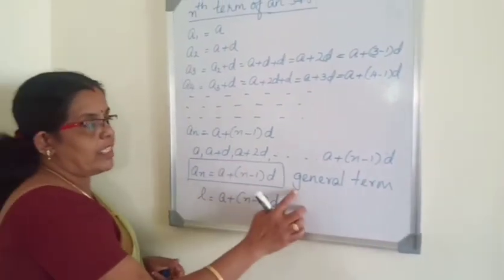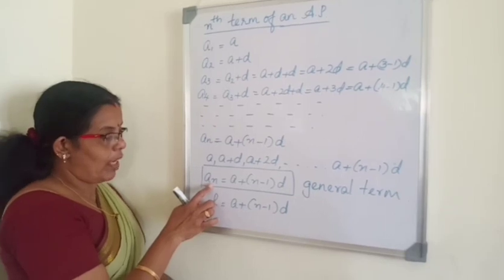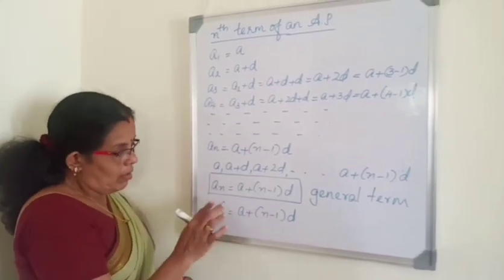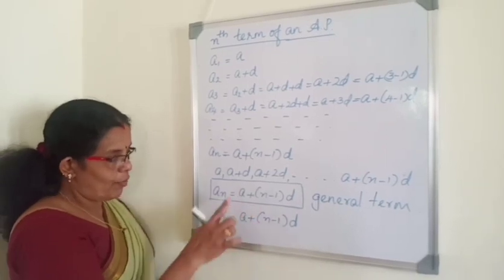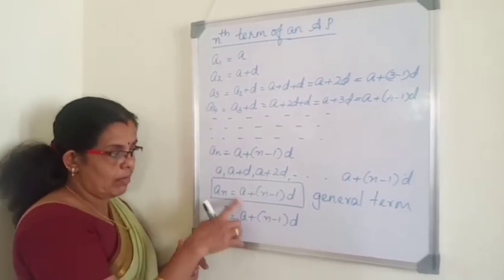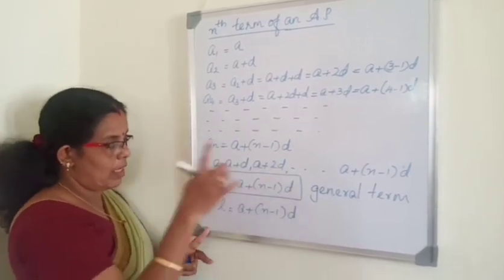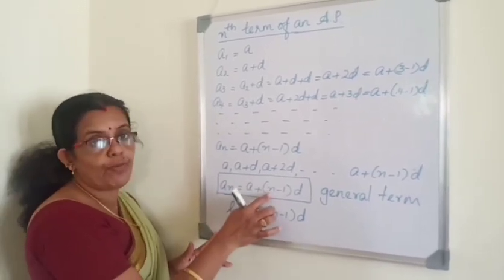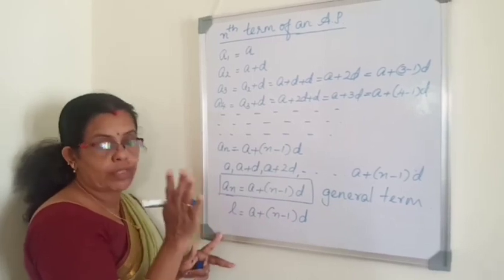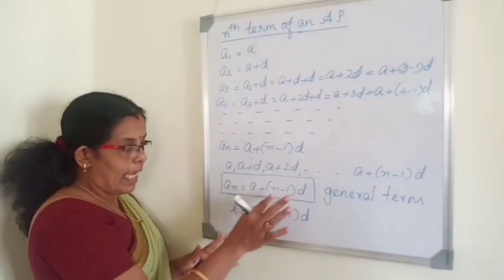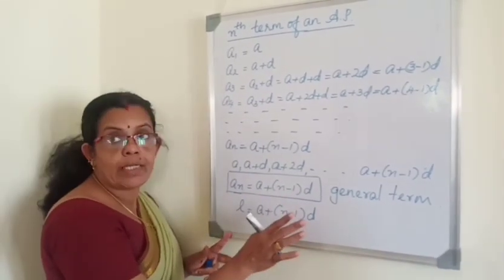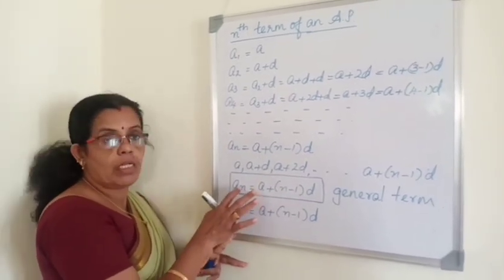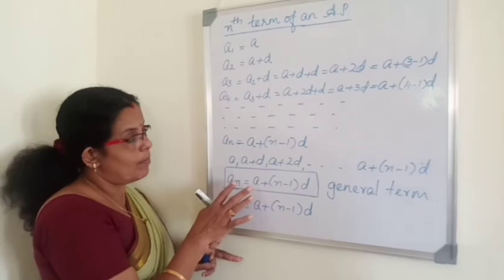Why will we say general term? Because instead of n, any number if we write, we will get that term of the AP. Let me show you one example. Before that, A is the first term, D is the common difference, AN is the nth term if there are n number of terms. For example, if there are 10 terms in an AP, n will be 10. If there are 20 terms, n will be 20. So if you want to find out the 20th term, instead of n, we can write 20.